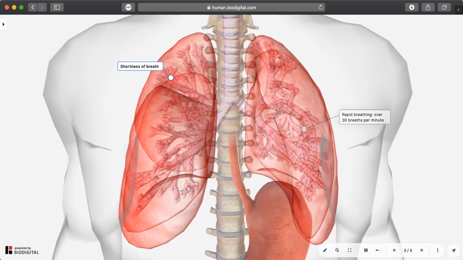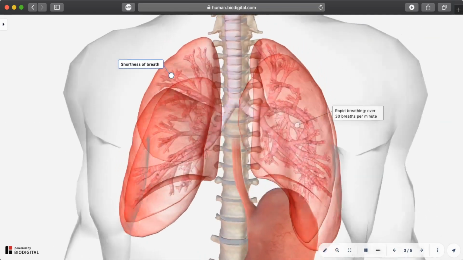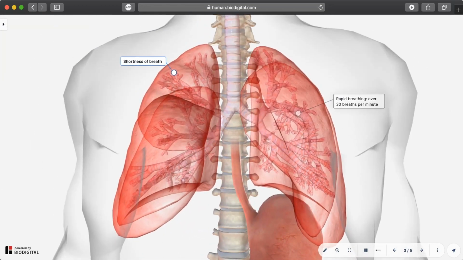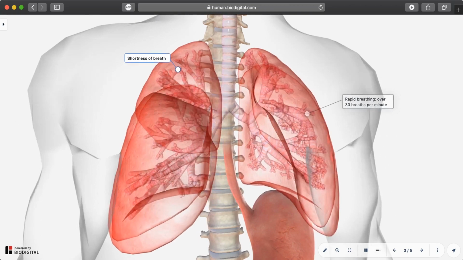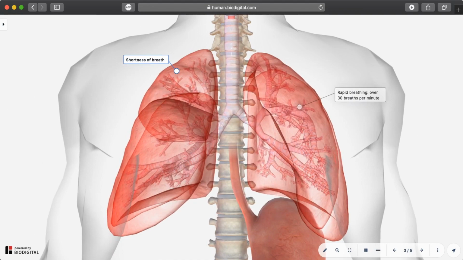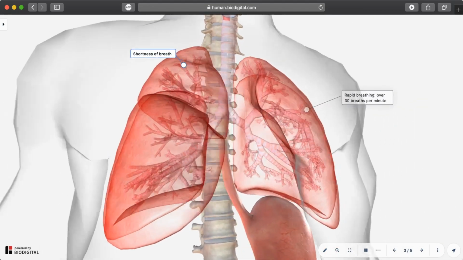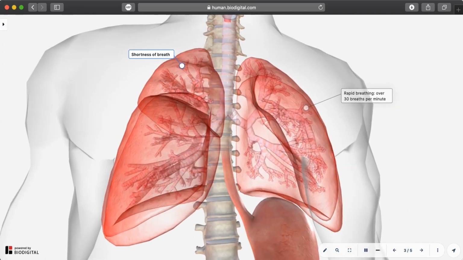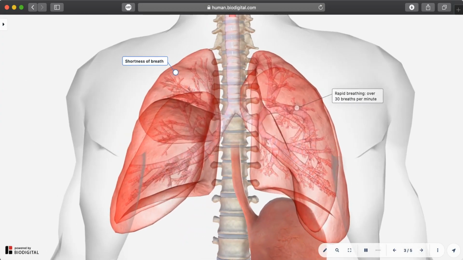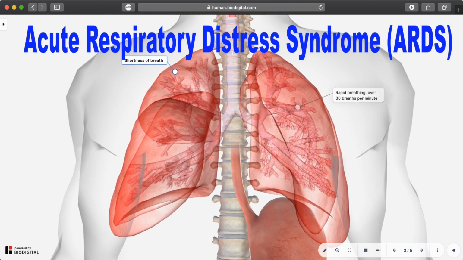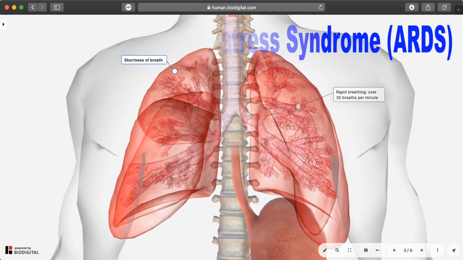So in the next stage of COVID-19 disease, the symptoms may turn severe because of the aggressive response shown by the immune system. In this case, the symptoms include shortness of breath and rapid breathing of over 30 breaths per minute. In a normal human being, the respiratory rate is almost 12 to 20 breaths per minute. Now why does this happen? Because the severe symptoms lead to pneumonia and may even lead to acute respiratory distress syndrome.